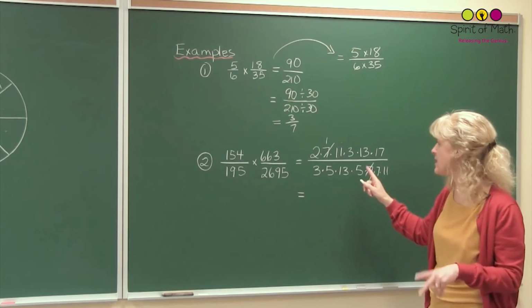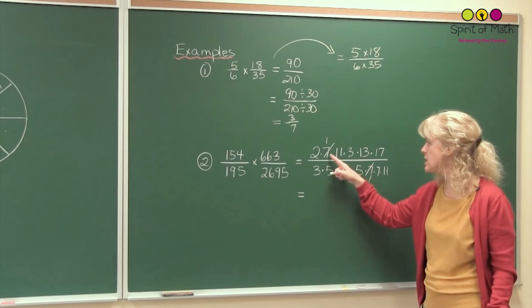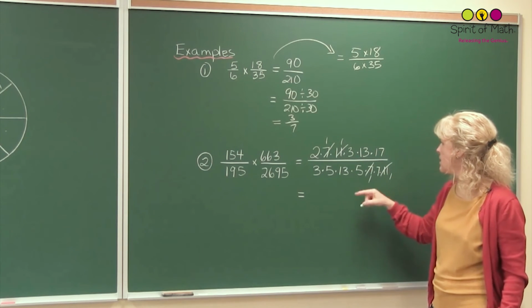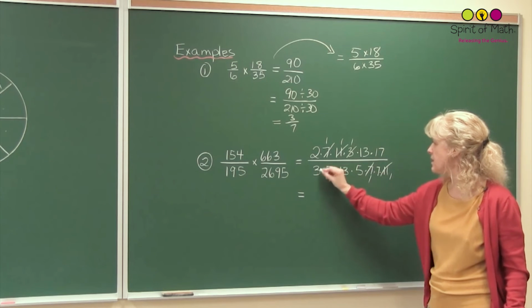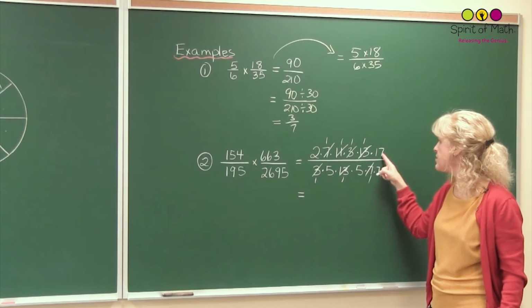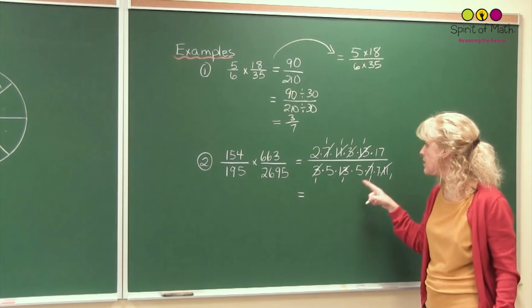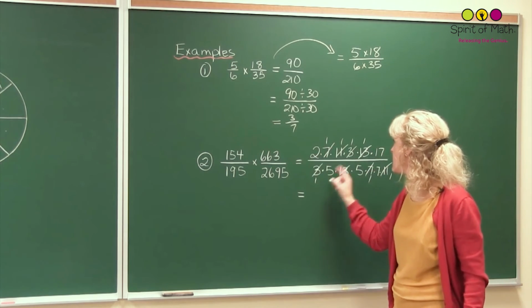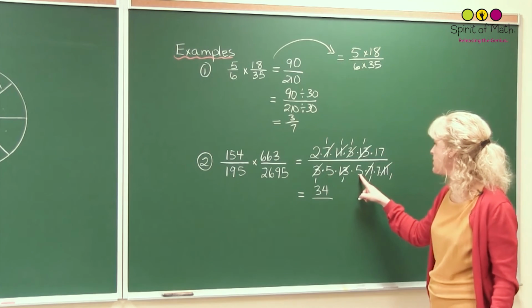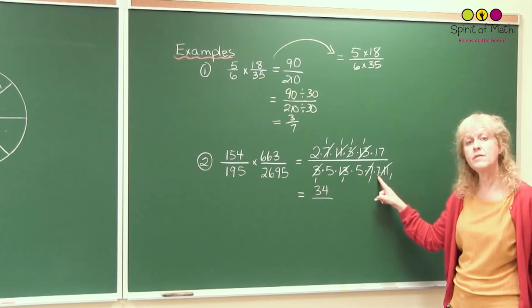This one doesn't work like that, but there are some cases where it does. 11, there's an 11. A 3, there's a 3. 13, and there's no 17 in the denominator. So you're left with 2 times 17 in the numerator, which is 34. And you've got 5 times 5, which is 25, times 7.